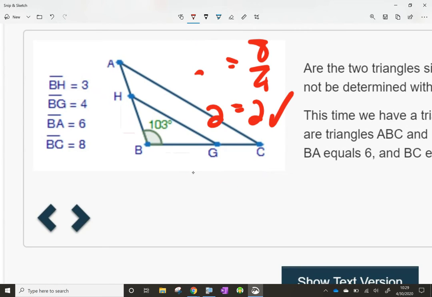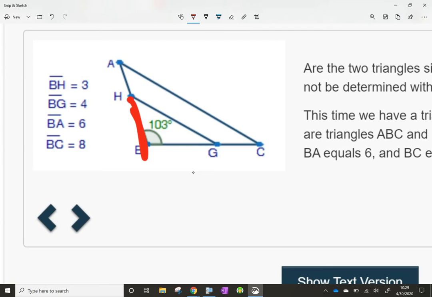Because you'll notice that for the small triangle, we have the side, and the angle between it is 103. But for the bigger triangle, we have this side, and the angle between it, again, being 103. So you've got the side, and the angle between it, meaning you, of course, have side angle side similarity.